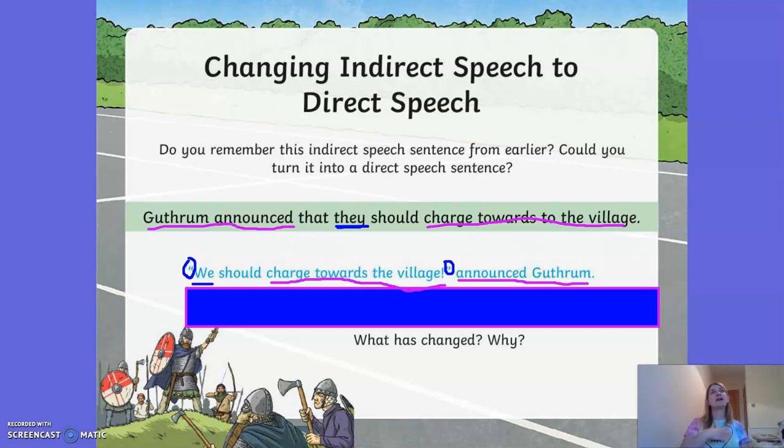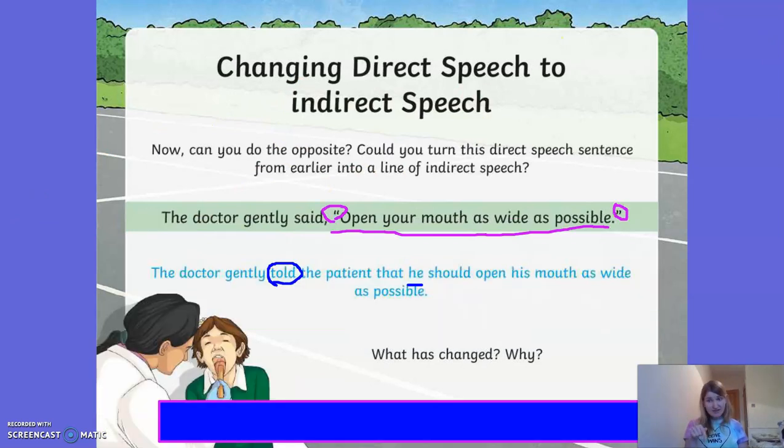If I said, so we could have Mrs. Elmore said, "I am going to the park." If I wanted to change that into reported, then I would say Mrs. Elmore said that she, so change the I to she, was going to the park, past tense. Okay, so that's another thing there, guys. Direct speech, normally present tense, the stuff that's being said. Reported, past. We're saying what has been said. Okay, so that's why we've got the told and we've got he should open his mouth as wide as possible.